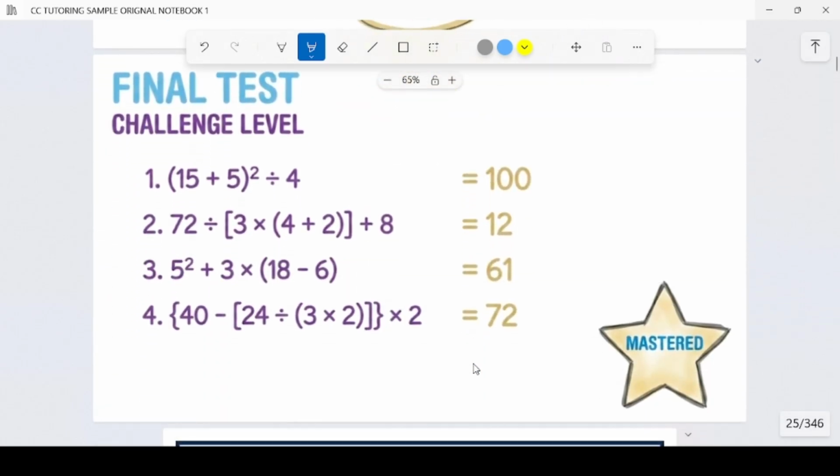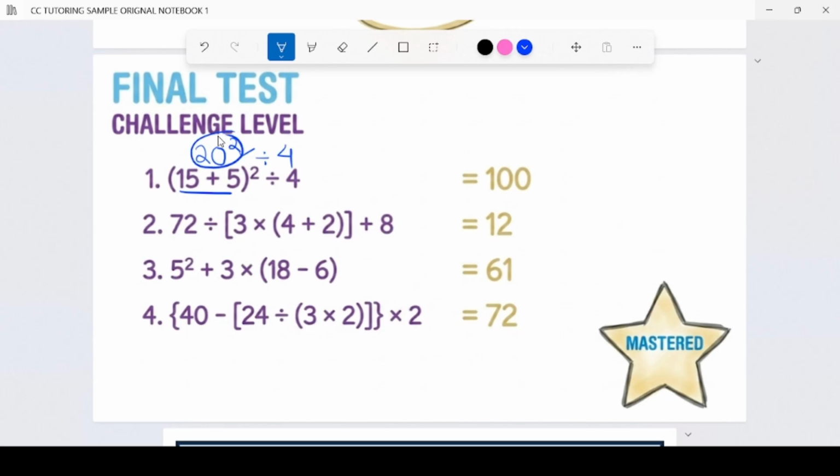So this is a challenge for you. Go through every one and check the answers, are they correct? According to this one, this is my last, I'll help you solve this one. So 15 plus 5. First of all, I have the bracket. I'll solve 15 plus 5 equals 20. 20 squared divided by 4. According to BODMAS, order comes first.